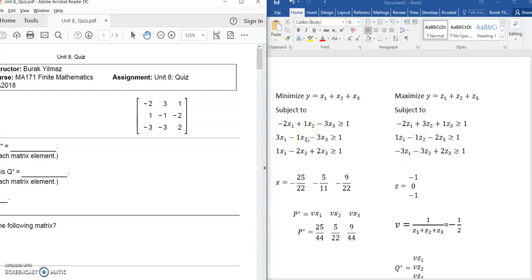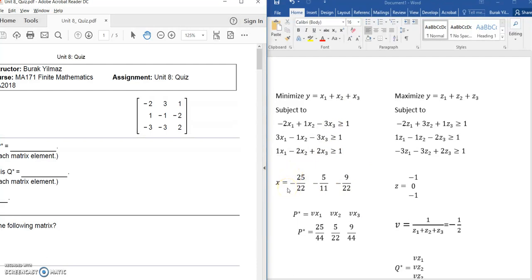So I'm not going to get into how we solve these. You can actually solve these by putting these in an augmented matrix, each one of these subject to inequalities as if they were equations, and then reduce those matrices to an identity matrix, and the right hand side will then give you the solution, which is here.